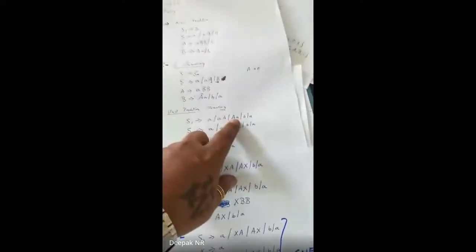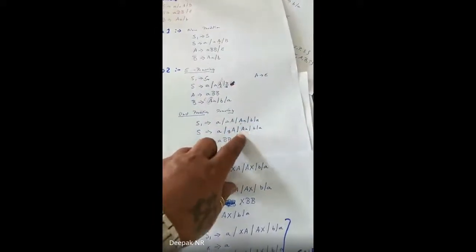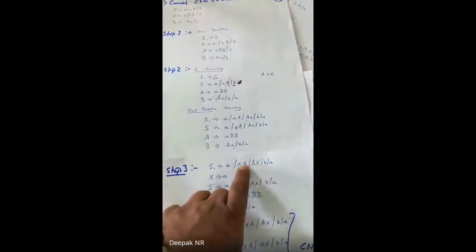My step 3 says if I have a combination of AA, I'll be removing it to a single uppercase. Step 4 is if I have a 3 variable format, I'll make sure I convert it to a 2 variable format. These are our steps for it.